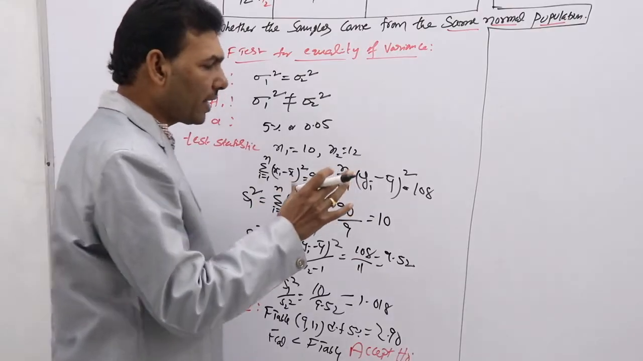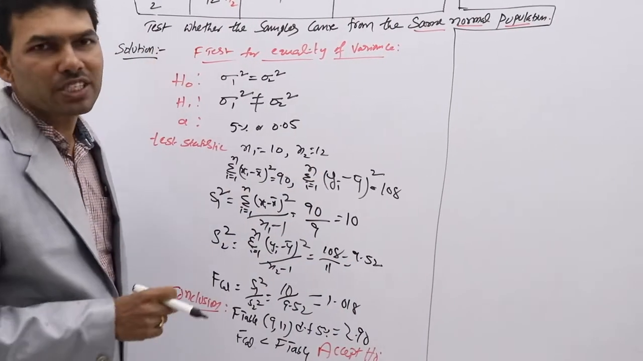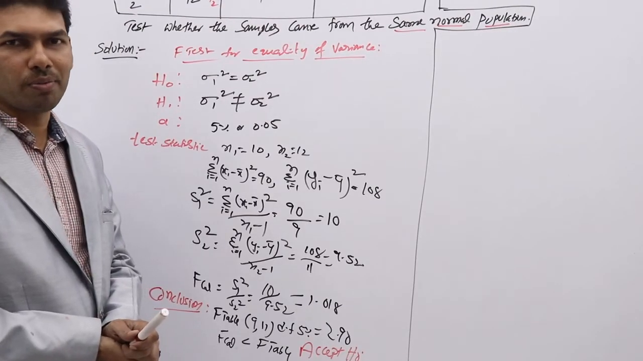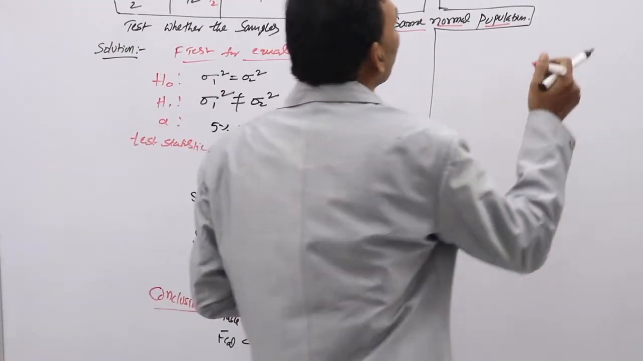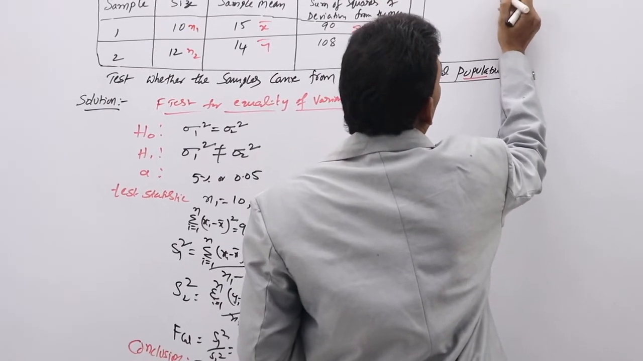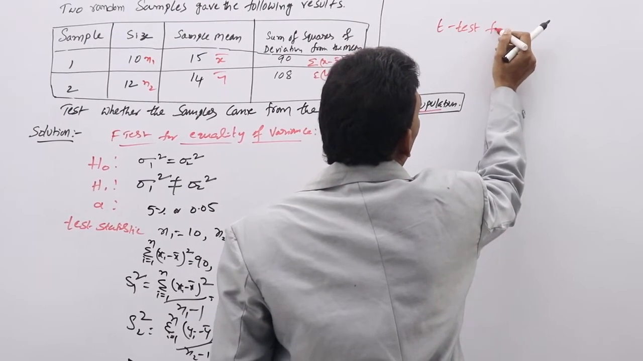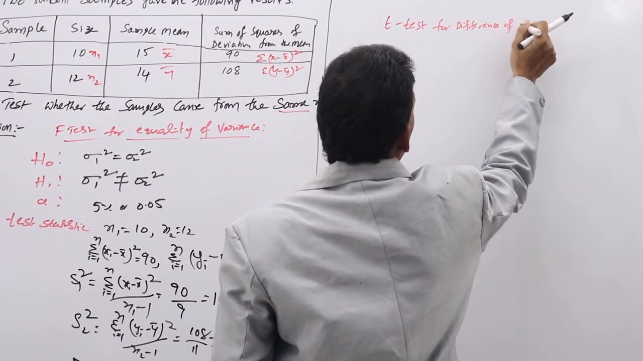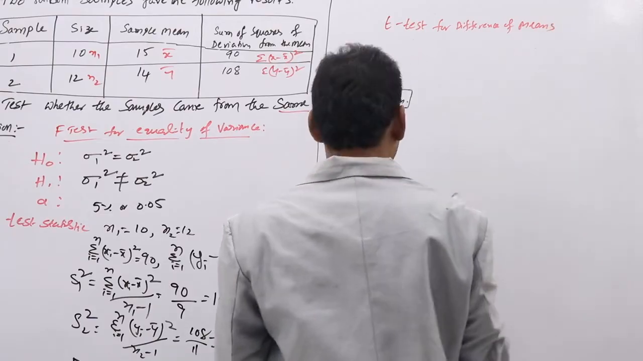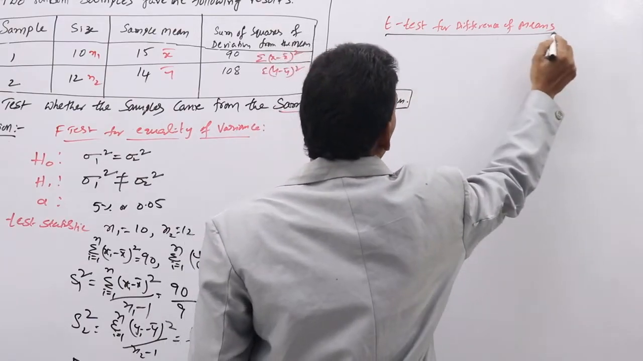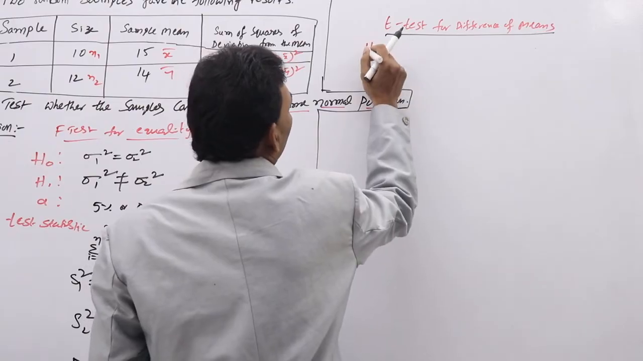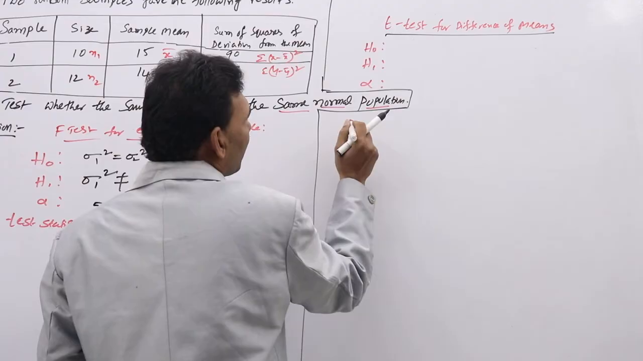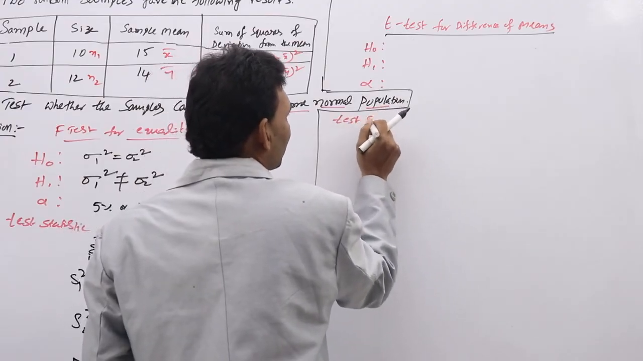Like this, if we can prove that two samples have the same mean, then we can conclude the two samples came from the same normal population. So now we are going to do the t-test for difference of means or equality of means. For any test, these steps are the same: H0, H1, alpha. Next we need the test statistic.